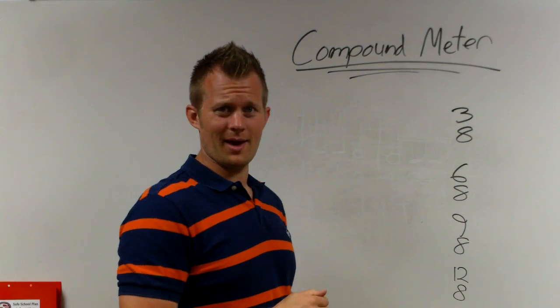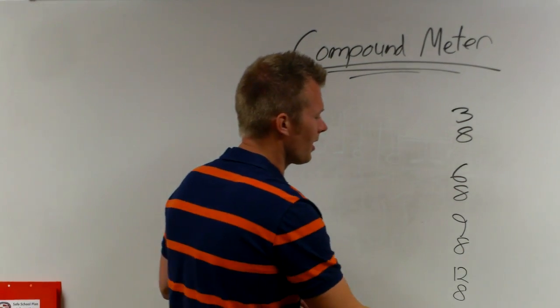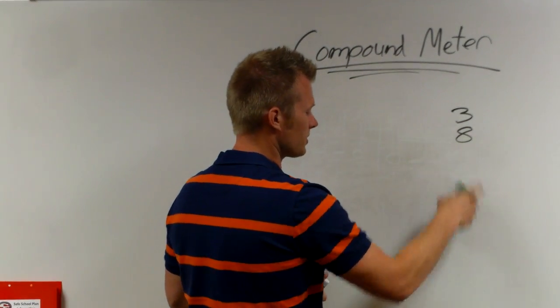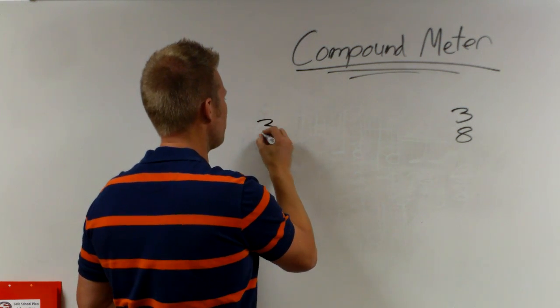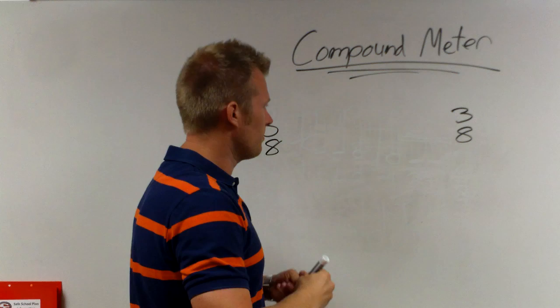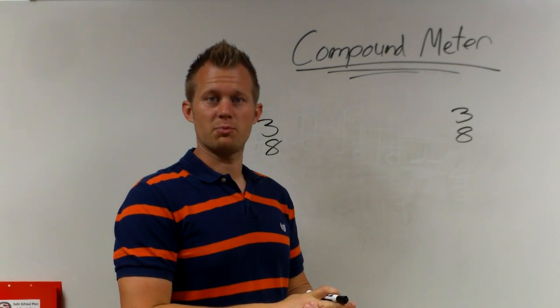And you're probably thinking, I don't even know what all that means. And it's okay, I'll show you. So let's start with 3/8 first. When you're counting in compound meter, that means that there are 3 eighth notes in each pulse.